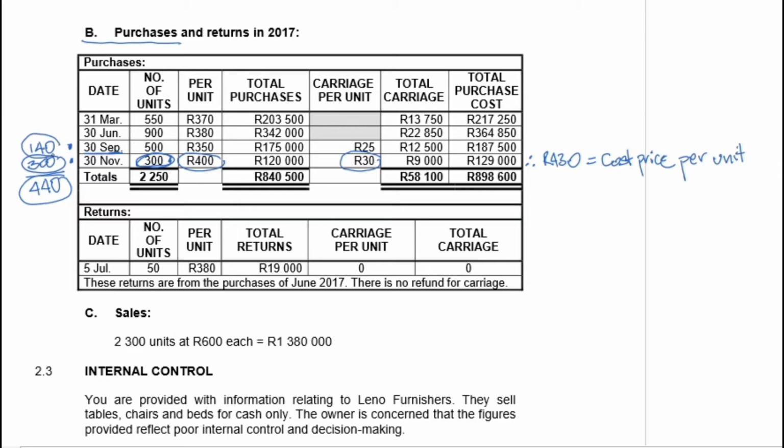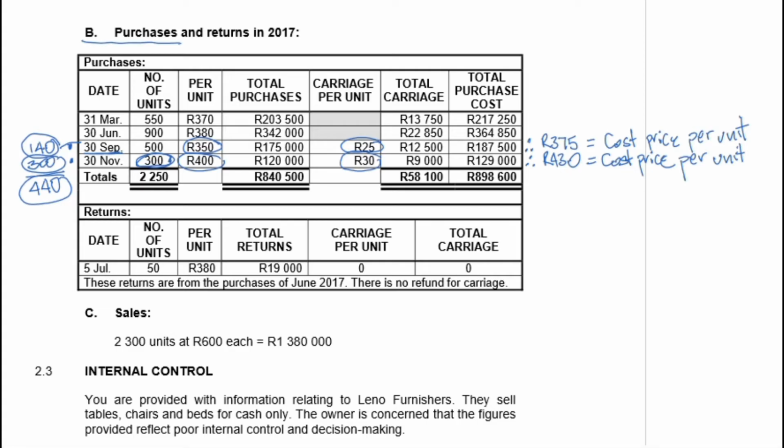For the 140 units of closing stock which we assumed was purchased on 30 September, the cost price per unit is going to be the purchase price per unit of 350 rands plus the cost of carriage per unit of 25 rands. That means our cost price per unit is going to be 375 rands.